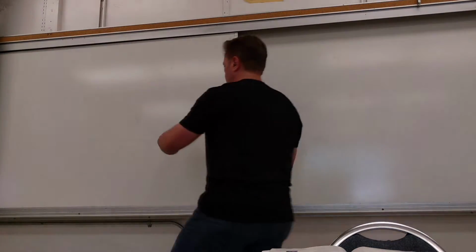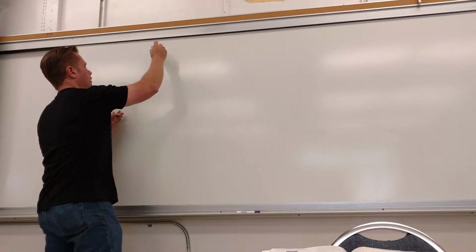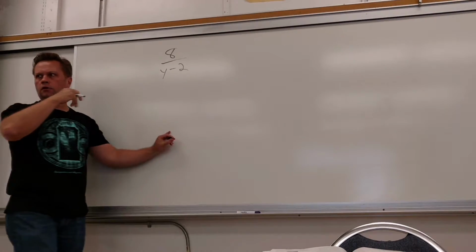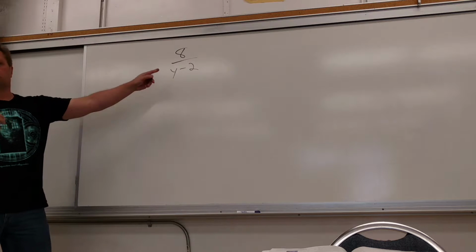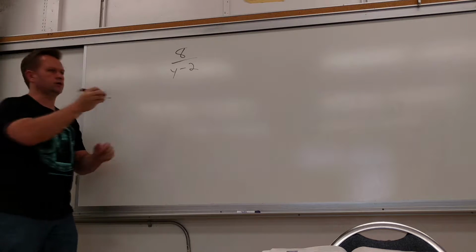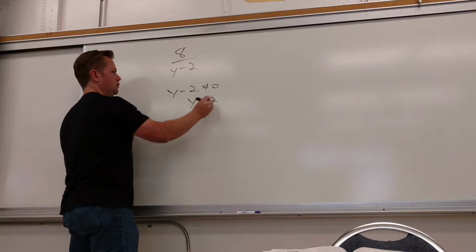So let's see, 27. Well, it doesn't even matter, I can just make some up. So 27 looks something like this here. So what value of y could I not use? Can't use 2. I like it. So the bottom can't be 0, so the y can't be 2.